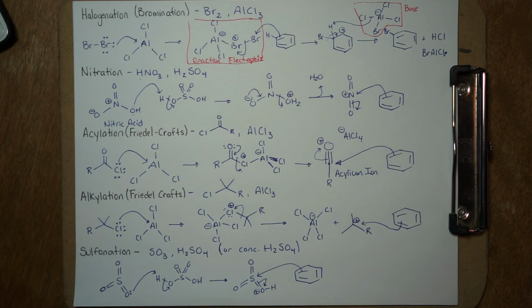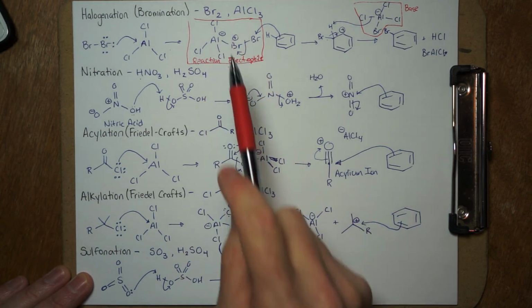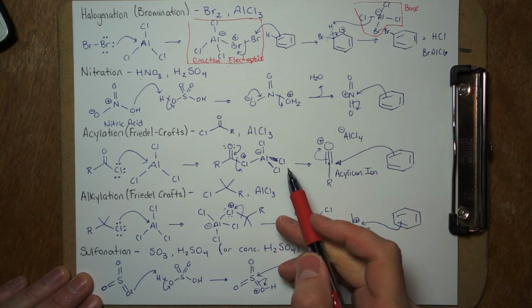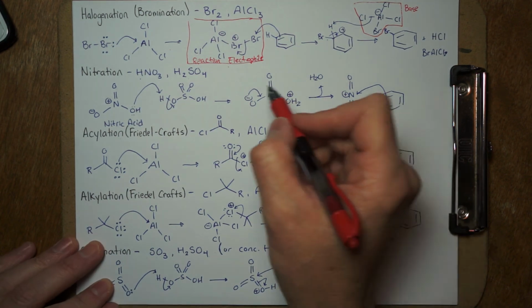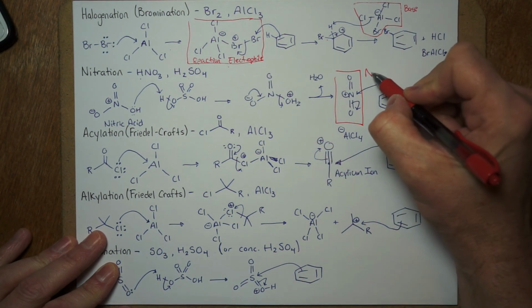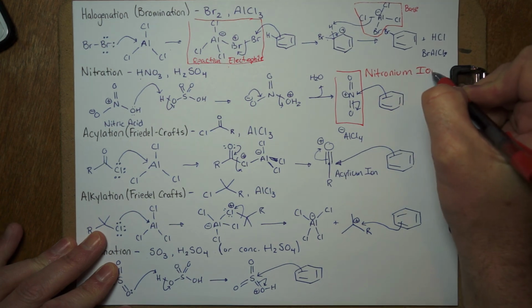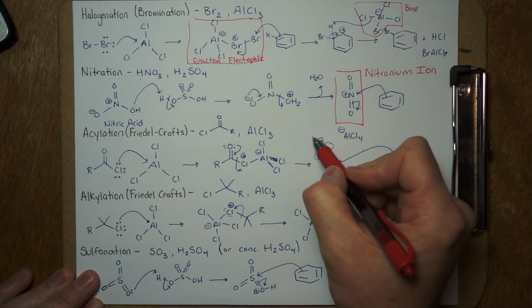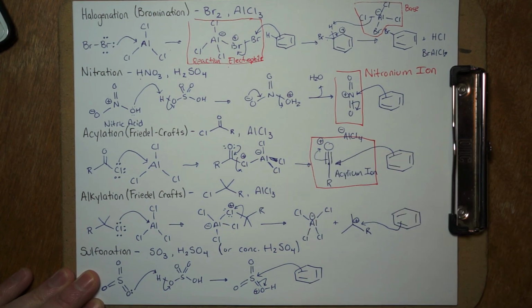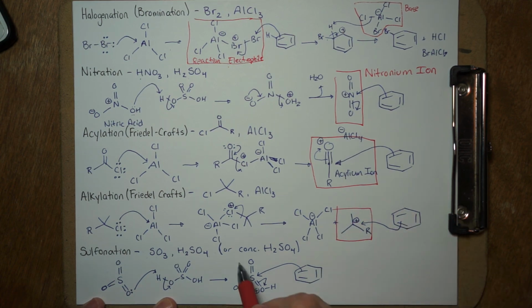All right, so just to look over this again, right, in halogenation, the reaction electrophile is outlined here in red, and the base is outlined here in red, right? For nitration, the reaction electrophile is this species, which is called the nitronium ion. Right? In acylation, we're forming the acylium ion. Okay? In alkylation, the electrophilic species is a formal carbocation, and then here we just have protonated sulfur trioxide.